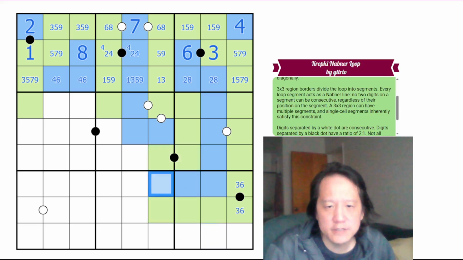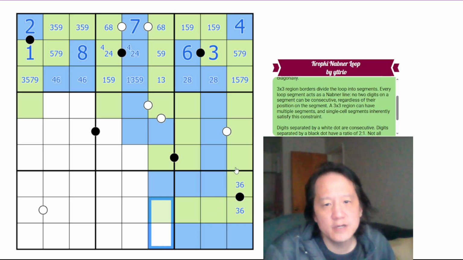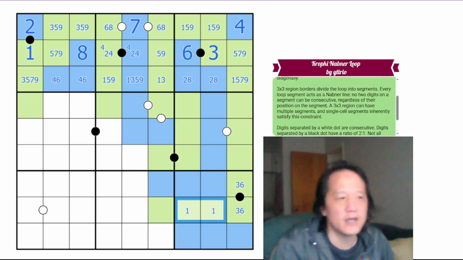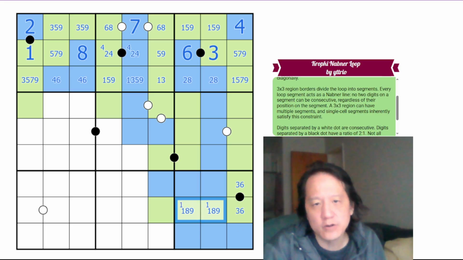Cannot connect here. These are not on the loop. It could go this way. So 3 and 6. That means we can't have 2, 4, 5, or 7 here. One of these is going to have to be a 1. The other one can be 8 or 9 here. But we're guaranteed a 1 here.